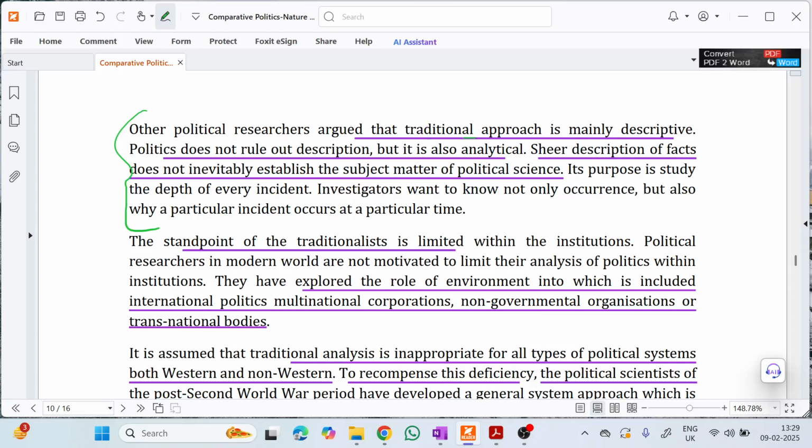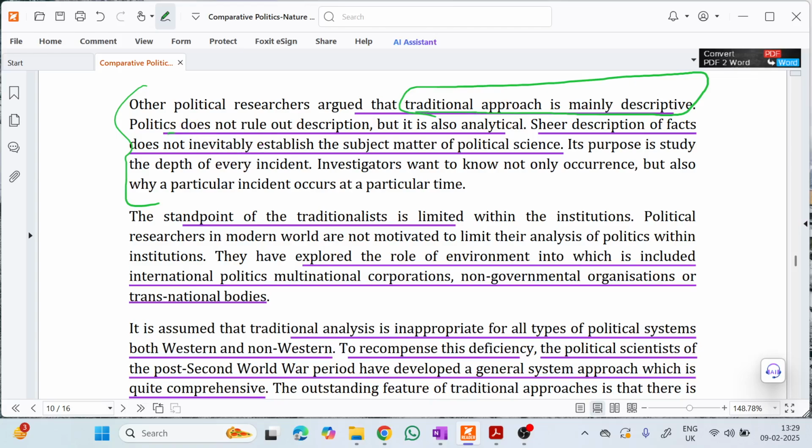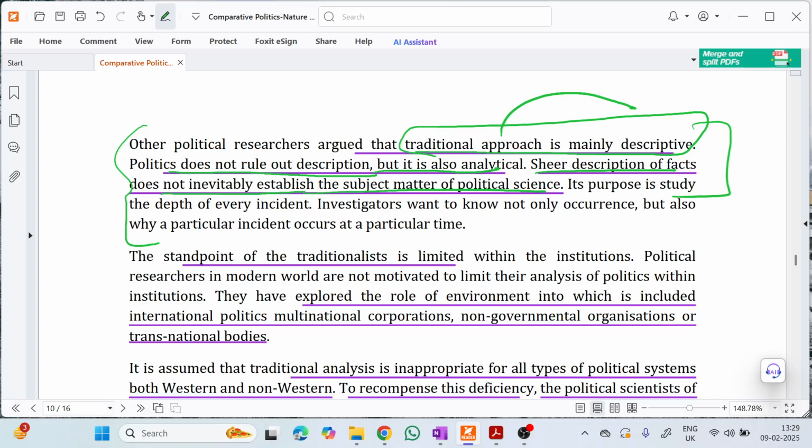Then the other criticism is that traditional approaches are mainly descriptive, whereas politics does not rule out description, but it is also analytical. Sheer description of facts does not inevitably establish the subject matter of political science. The meaning of this passage is that traditional approaches clearly highlight what there is and what there should be, meaning the structure and the institutions of government, but such description in itself is not going to take political science or the study of politics anywhere.